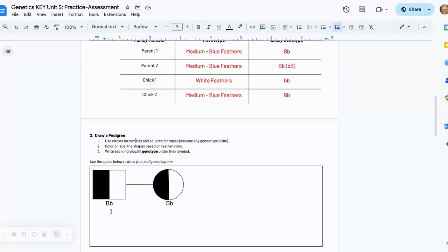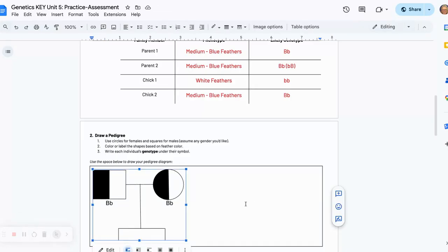And I added the genotype now below each parent. So again, there's a capital B, lowercase b. This represents that this male parent has one copy of each allele. And the female parent has the same, one copy of each allele. Now we're going to add their offspring.